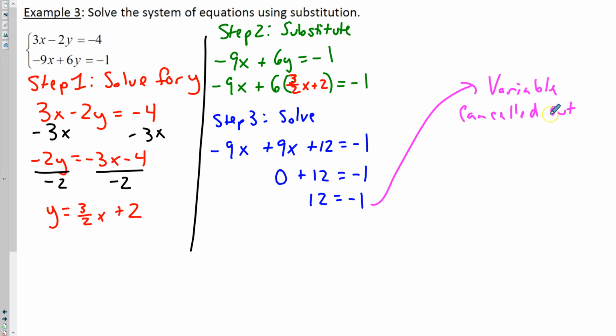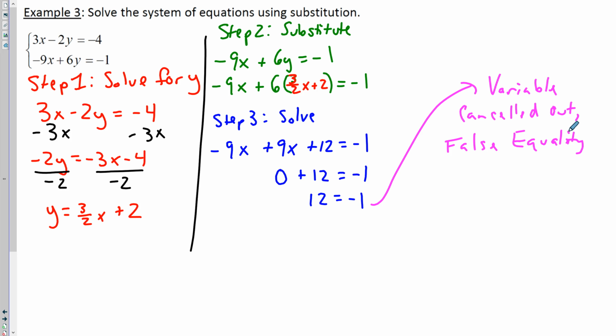And what we were left with is a false equality, right? 12 does not equal -1. And so that's telling me what's going on with our system here, really.